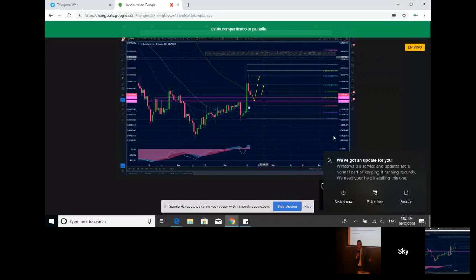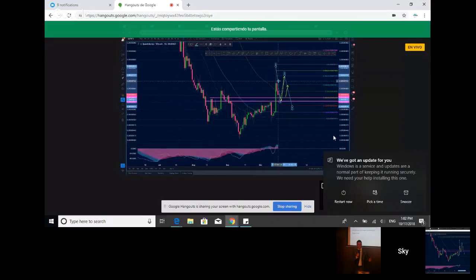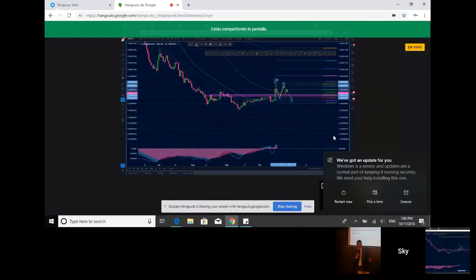I think it will move in an ABC manner, maybe like a zigzag, so like A and B and C. I don't see Quantstamp as a good investment for the long term, but from this support zone of 600, we can buy it for maybe short term or maybe mid term as well.